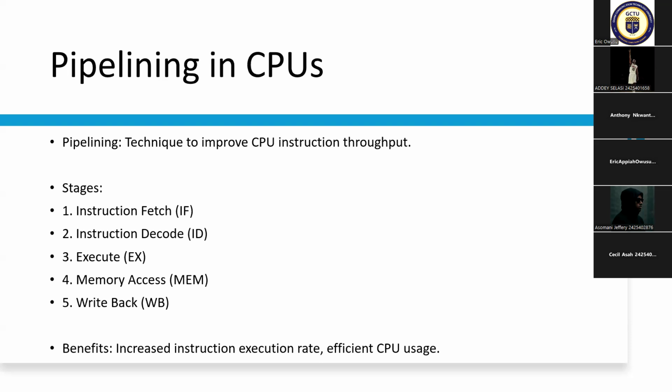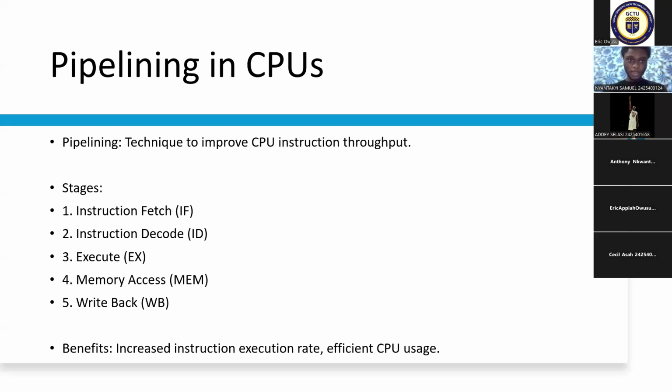Okay, so let's talk about pipelining in CPUs. We know that pipelining is a CPU technique that improves instruction throughput by dividing the execution process into separate stages. Let's look at the stages involved in pipelining. We have the instruction fetch, where we get the instruction from the memory. And then the next ones: instruction decode, execute, memory access, write back.